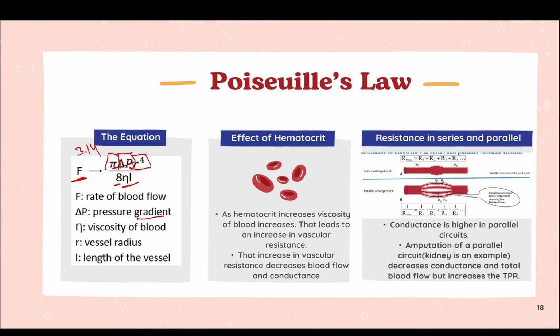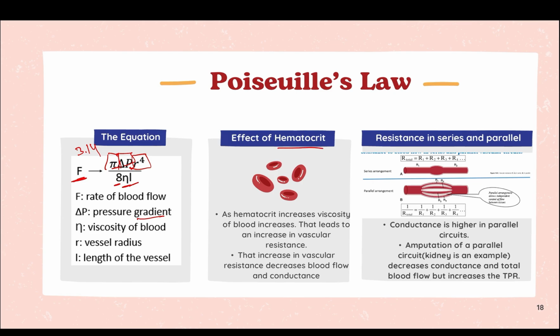So, if we increase the length of the vessel, we're going to decrease the rate of blood flow. If we increase the viscosity of the blood, we're going to decrease the rate of blood flow. If we increase the change in pressure, notice how it's not the overall pressure. If overall pressure changes, nothing is going to happen to the blood flow. But if the change in pressure gets higher, or the pressure gradient becomes greater, then the rate of blood flow is going to become greater as well. For the radius, as it becomes greater, the rate of blood flow is going to become greater as well.